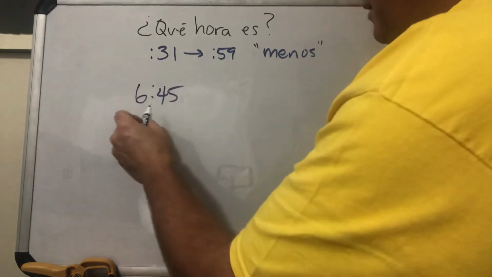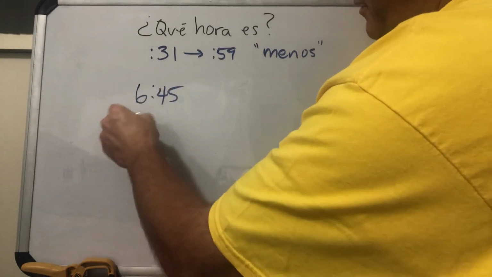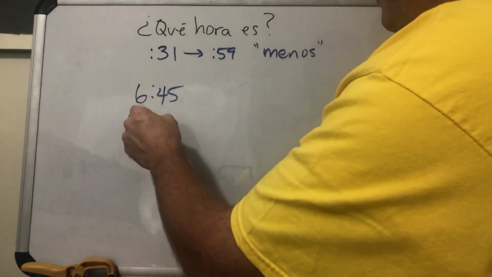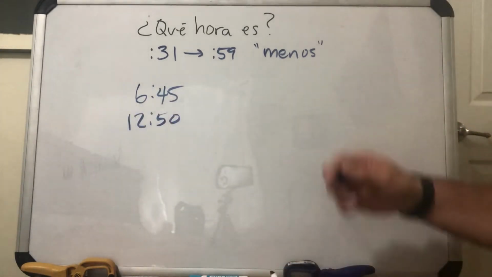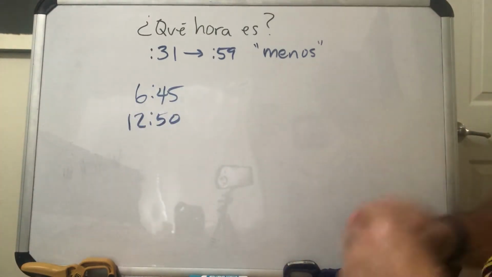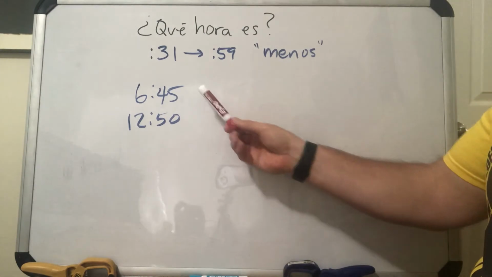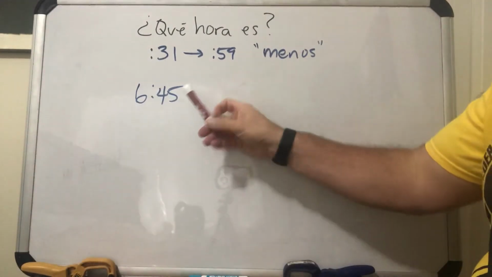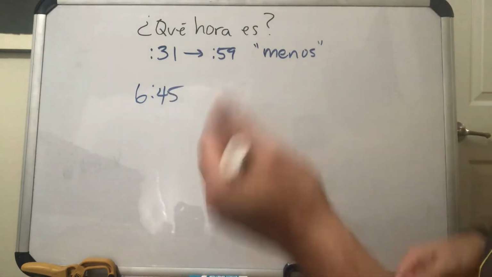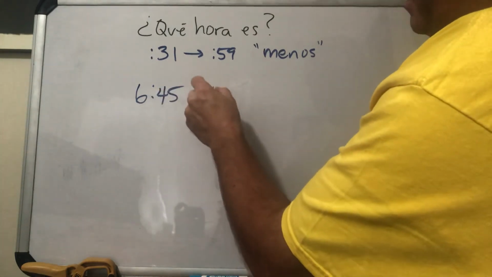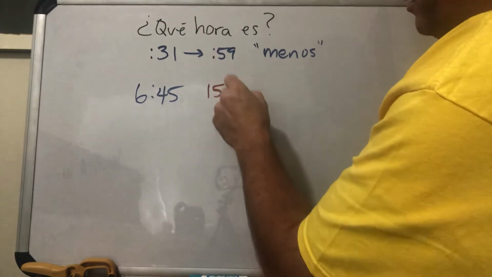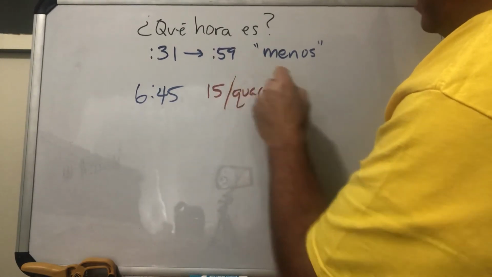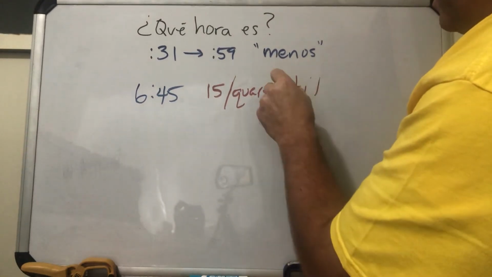6:45, and we will do 12:50. How about that? Okay. Again, here's what I want you to do. To get the right numbers, you're going to need to say this time. Actually, let me erase this. We'll put that one down there in just a second. Let's do this one first. So we're going to say this time using till. So we have 15, or in English you say quarter, till 7.